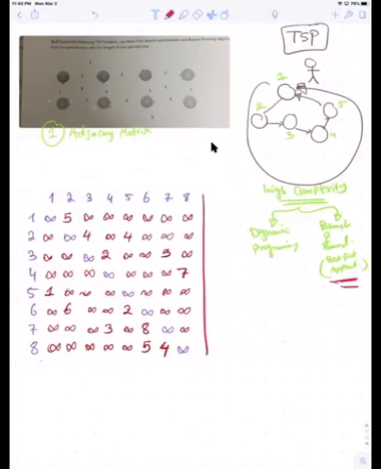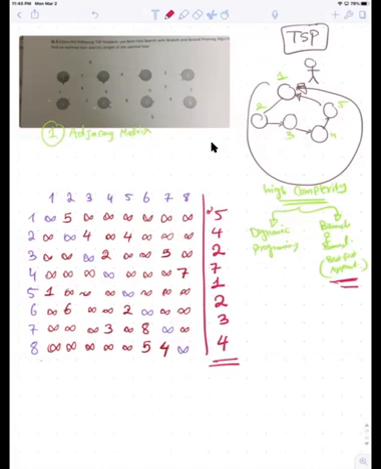getting the lowest number from each row. For example, from this row the lowest number is 5. From this row, the lowest number is 4. From this one, it's 2. From this one, this is 8. This one is 1. This one is 2, 3, and 4. Okay, so this is the lowest number in each row.